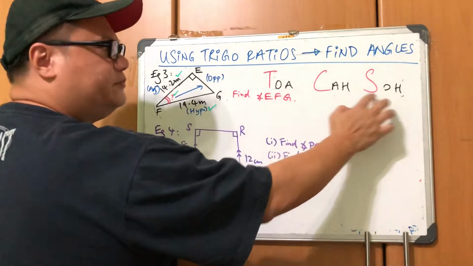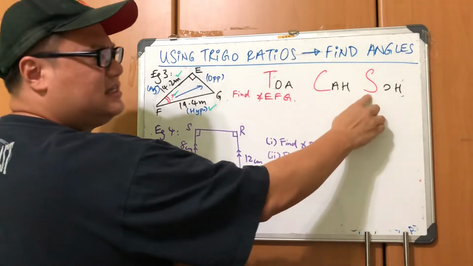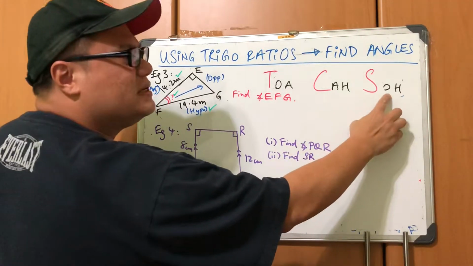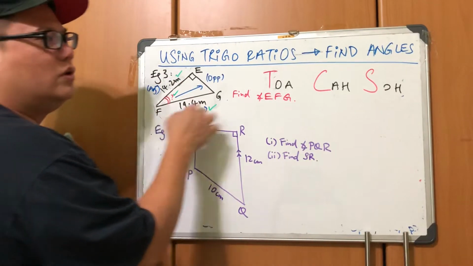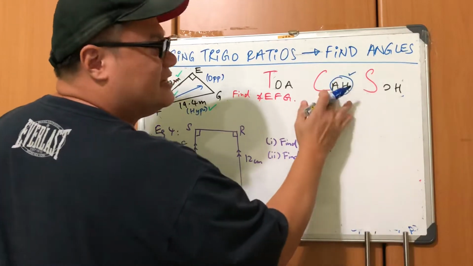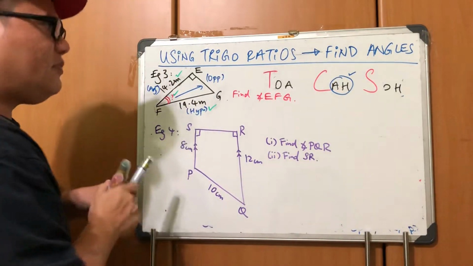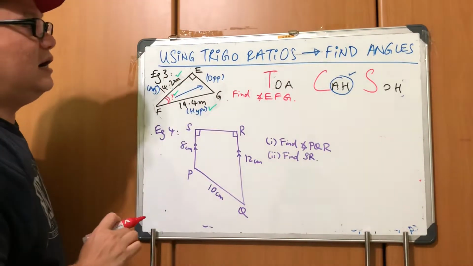Let's take a look over here. Is it tangent? No. Tangent is opposite and adjacent. Is it sine? No. Sine is opposite and hypo. You're looking for something that ties up both adjacent and hypo. It must be cosine, because cosine is adjacent over hypo. So now you know you can use cosine to solve for this angle EFG.